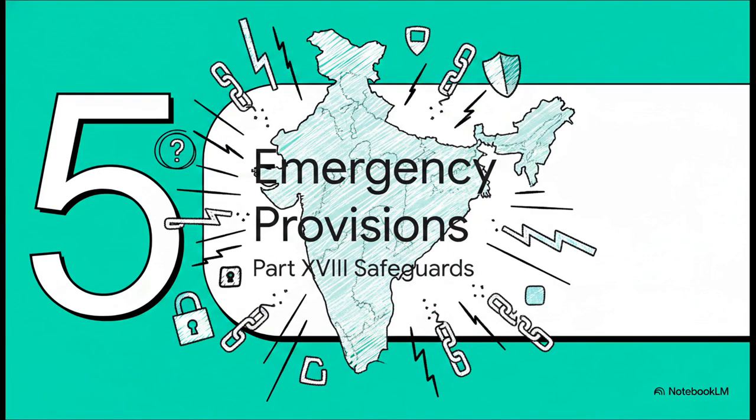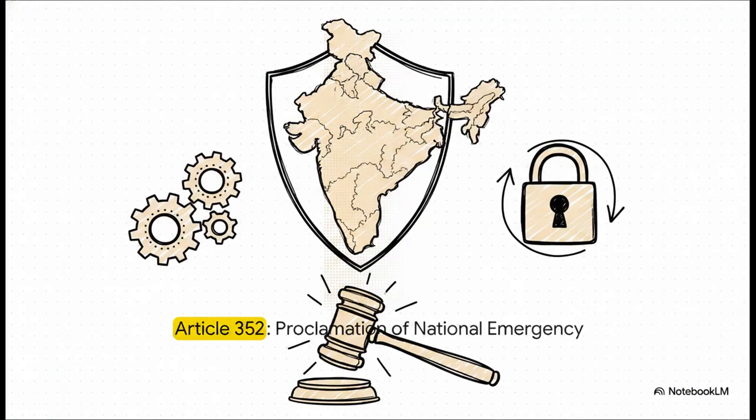Let's pivot to Section 5, Emergency Provisions, the ultimate Part 18 safeguards. When we talk about emergencies, the most profound one is definitely the national emergency under Article 352. The Constitution uses the exact expression proclamation of emergency specifically for this. It essentially gives the central government sweeping powers to tackle major threats to the security of India. But it's not like it can just be declared on a whim. There are very specific grounds laid out in the Constitution for its proclamation, and those have been significantly tightened over the years to prevent any sort of misuse.